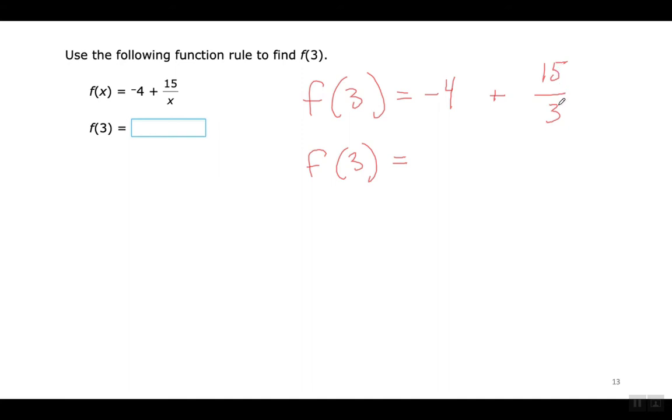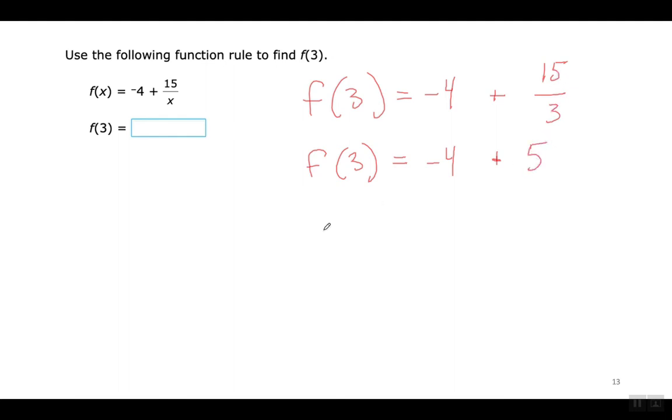15 divided by 3. If you need a calculator for that, you have serious issues, alright? Because you need to have that memorized. Otherwise, you're going to be struggling your whole life, for real. As you guys like to say, no cap. Alright, 15 divided by 3 is 5.